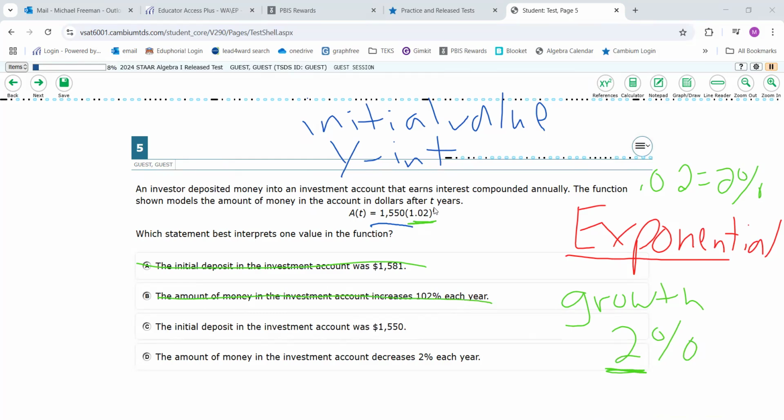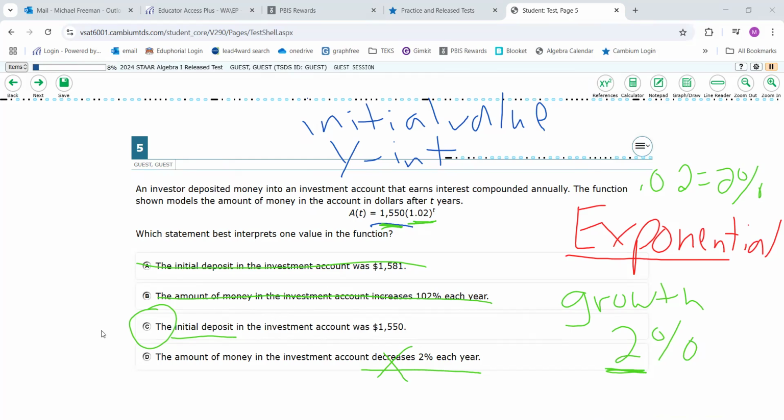The initial deposit in the investment account was 1550. Well, yeah, again, our A value is our initial value. So C was our obvious answer, right? I know it's not decreasing 2% because b is greater than 1. I know it's increasing, so this part should have been wrong. The tricky one might have been B, because it is increasing, but it's not 102%. It's only increasing by 2% because it's only 2% more than 100.